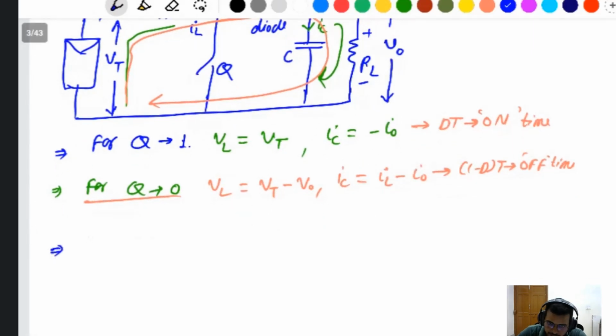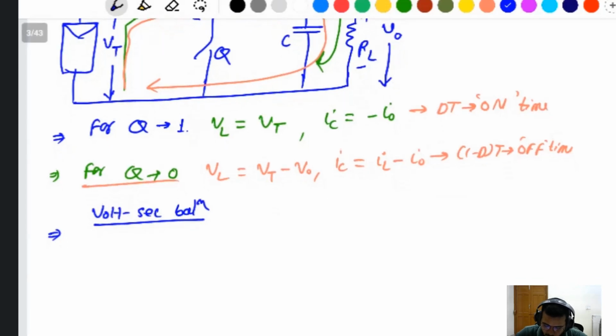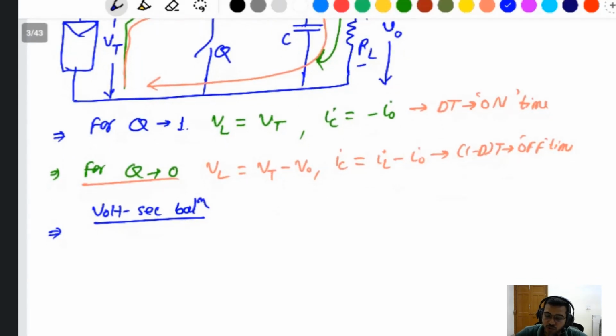That is the first step: apply the volt-second balance equation. Volt-second balance is also known as flux balance. Flux should be maintained at a point. It should charge and discharge the same flux. However much you charge, the same flux should be discharged also.